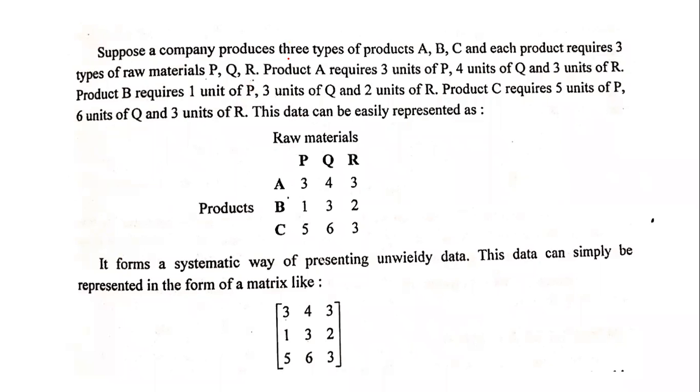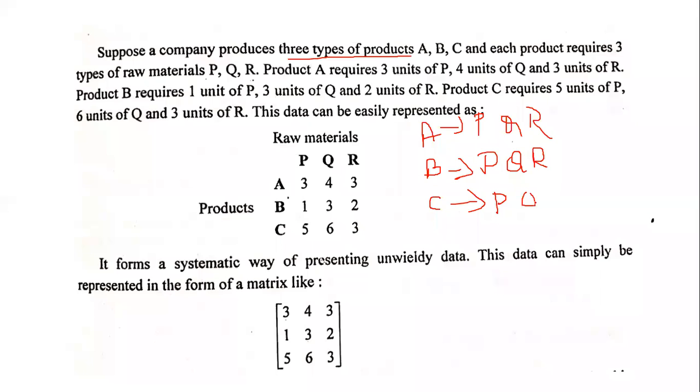So if you see here, there are three types of product, that is A, B and C. For each of the products, you require three types of raw material, P, Q and R. Again for B, you require P, Q, R. Again for C, you require P, Q and R. Now they have given us in detail how many units of P, Q and R are required to prepare product A. When you have data given like this in big sentences, it might be confusing to understand which product requires how many units of P, Q and R. So we are going to represent this data using a matrix format.